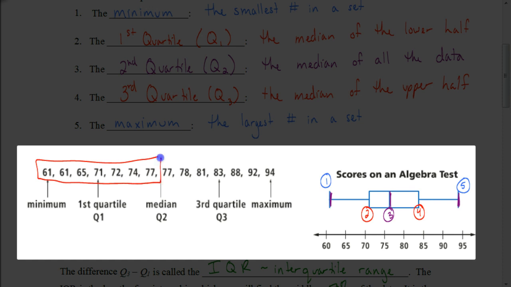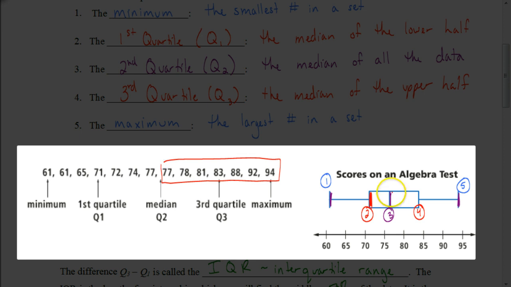So now I'm going to find the median for this lower half. The median of that lower half is going to be 71. So that's our first quartile, Q1. So we do a vertical line there. And then we look at our upper half and find our median for the upper half. In this case, the median for the upper half is 83. So we do a vertical line there.